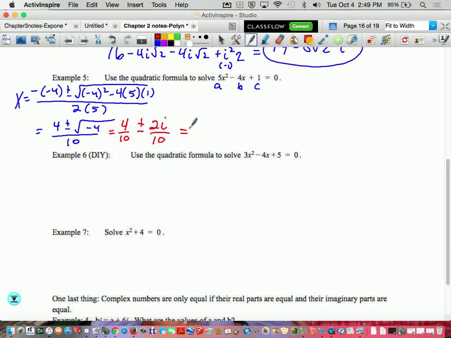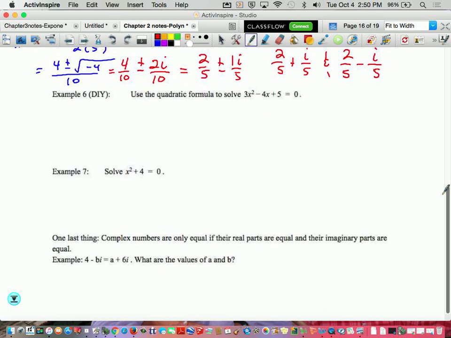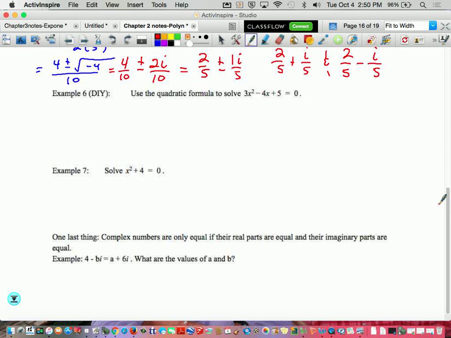By splitting them into their two parts, both pieces of the numerator over the 10, those of you that want to use the calculator math enter to reduce it, you can. 4 over 10 reduces to 2/5 plus or minus 1i over 5. Dividing both those by 2. So I guess the two answers are 2/5 plus i over 5 and 2/5 minus i over 5. And again, this one could be written 1/5 i here and here. So pause the video, solve your own quadratic formula, and we can put the answer up there.